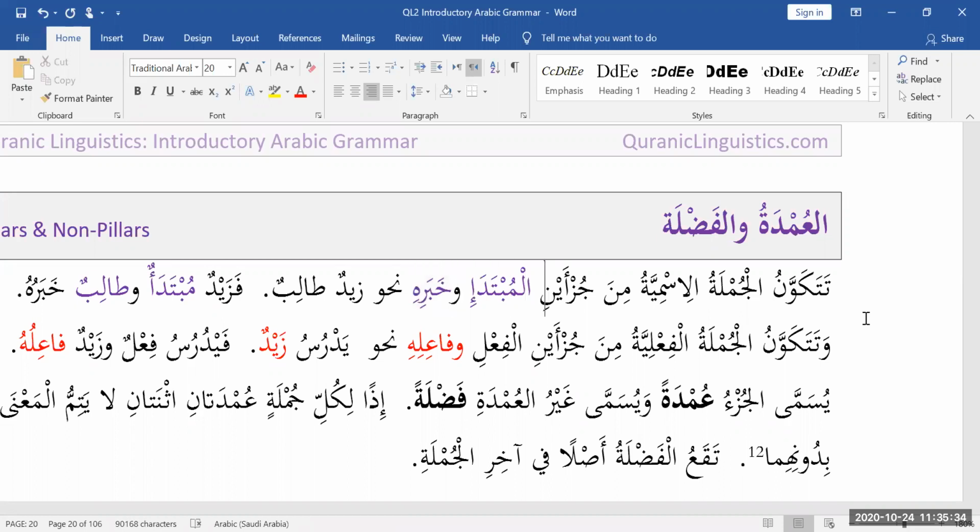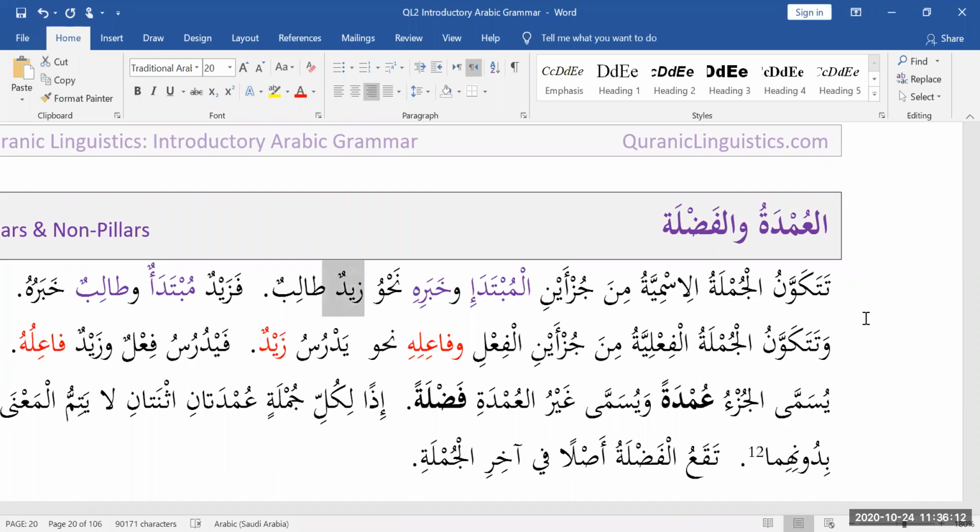So, al-mubtada and khabar are the two critical pillars or parts that you need as a minimum to make a nominal sentence, which is jumla ismiya. That is the definition of jumla ismiya. It's a jumla sentence that has no verbs at the very basic level. The first word is usually al-mubtada, or the subject, and the second word is its predicate, khabaruhu, or al-khabar.